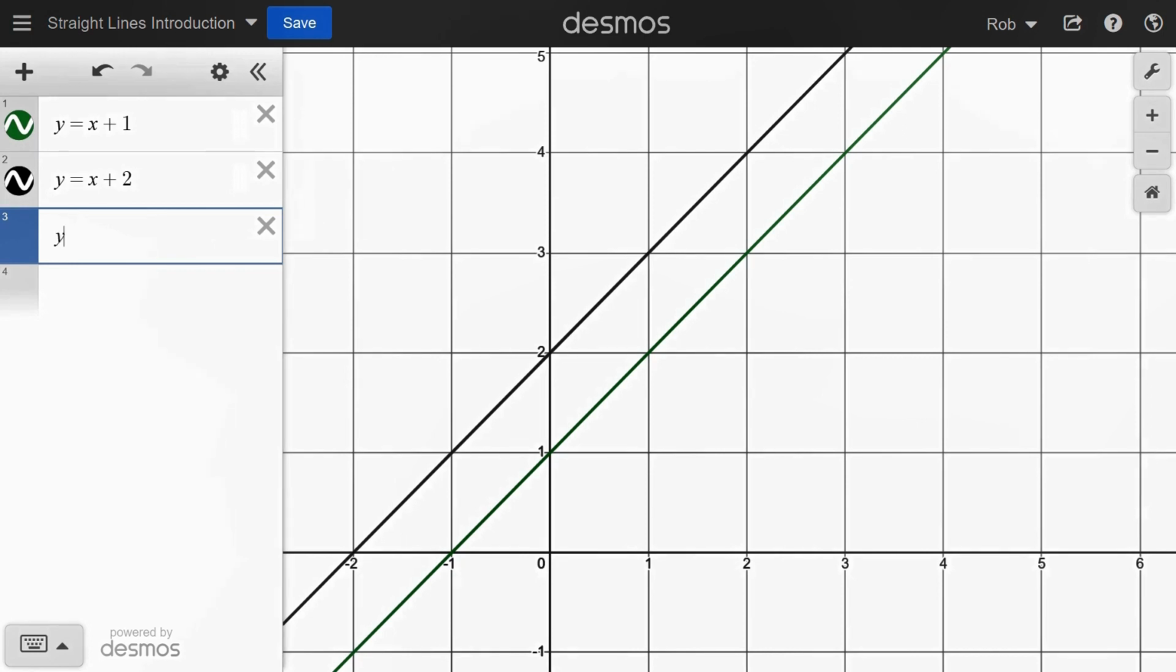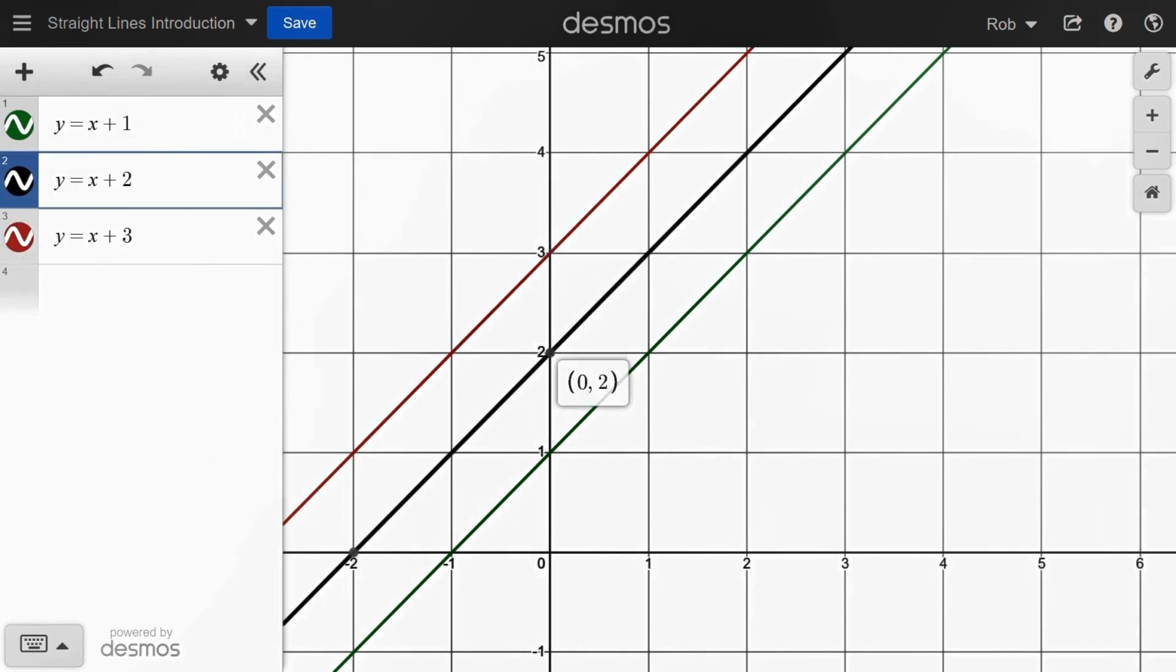I make it, obviously, y equals x plus 3. Now it's got a y-intercept of 3, which is interesting. So I could click on that one there, and you can see that y equals x plus 3 goes through at 0, 3, whereas the black line, y equals x plus 2, goes through at 0, 2. So it's got a y-intercept of 2. And y equals x plus 1 goes through at 0, 1.